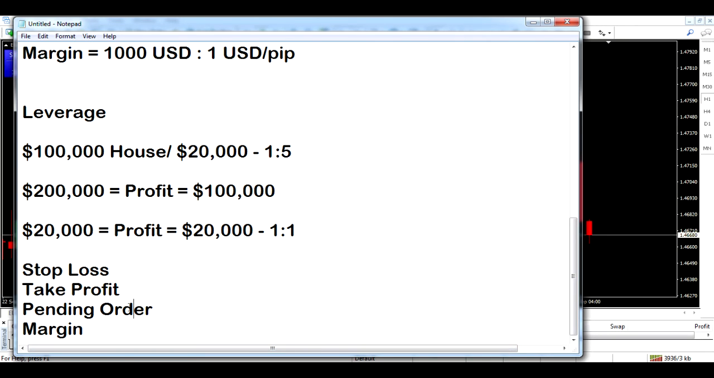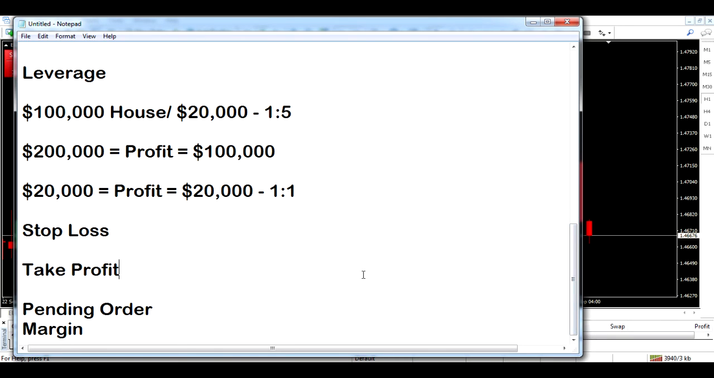Now let me define stop loss. Stop loss simply stops your loss. If you're wrong, it stops you from losing more. Take profit is your automatic target. You place these so that even if you are not in front of the chart, you don't need to manually close your trade.